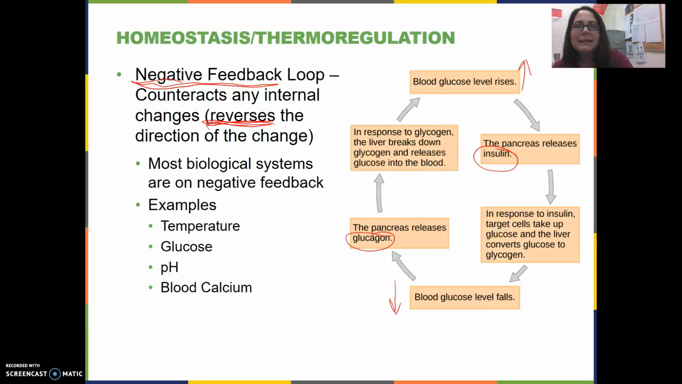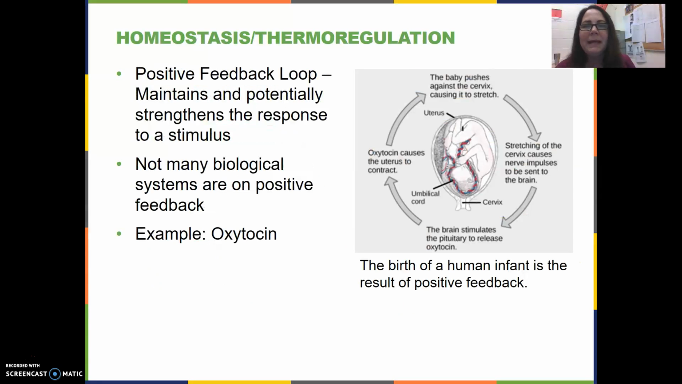And almost every example that you can think of in homeostasis, temperature, glucose levels, pH levels of our body fluids, calcium levels in our blood, heart rate, breathing rate, all of those are maintained by negative feedback. Positive feedback is different. Positive feedback strengthens the response to a stimulus. So examples of this would be labor.